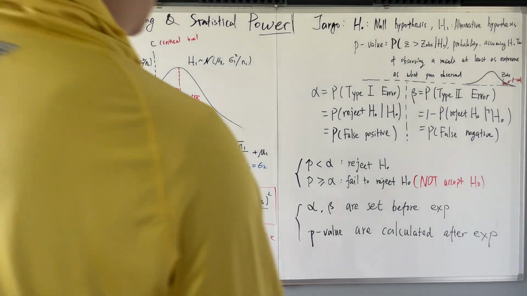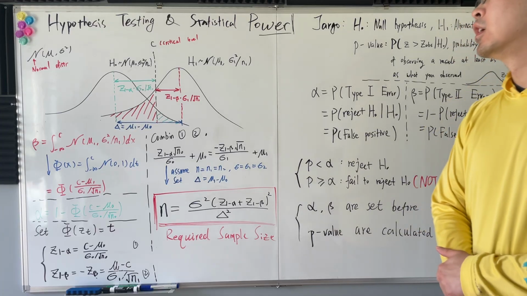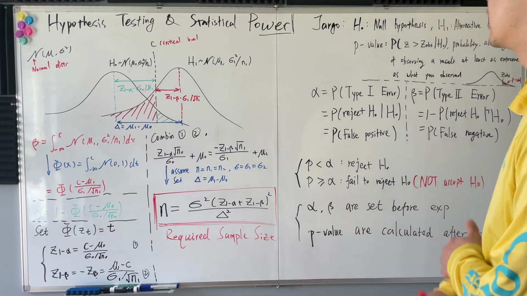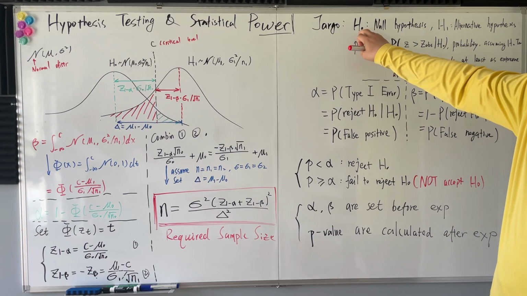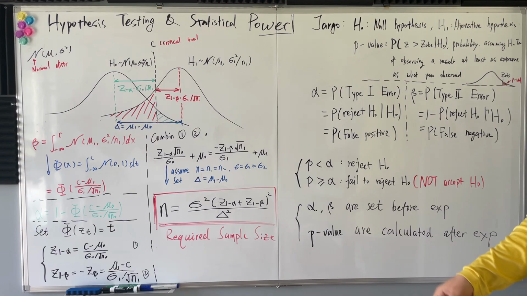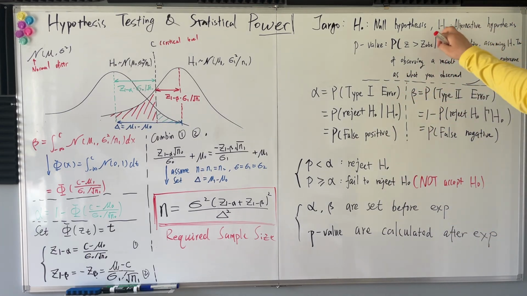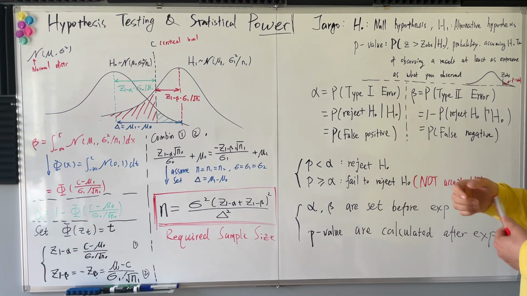Let me give you a quick overview and, in my mind, a really good mental picture of hypothesis testing and statistical power. Let's clear out some jargon. H naught is the null hypothesis, which most of the time is a control group. H1 is the alternative hypothesis, usually a treatment group.